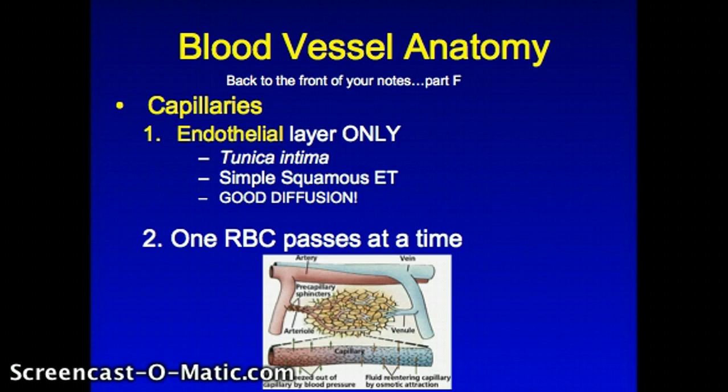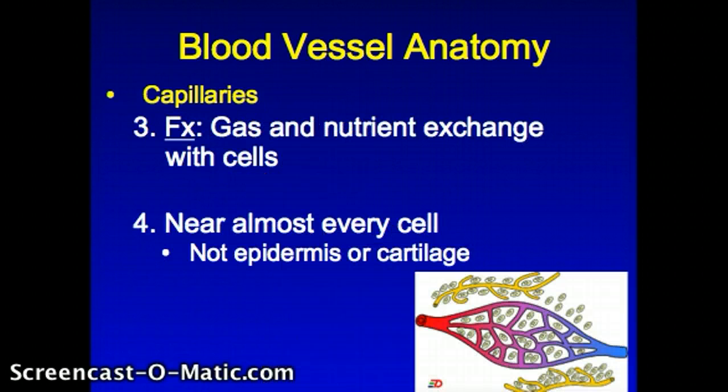So on your note sheet, it has 5 spots for you to list things down. Make sure that you have endothelium only, you have tunica intima, you have simple squamous tissue, you have that only one red blood cell can pass through at a time, and you have that gas and nutrient exchange happens here.